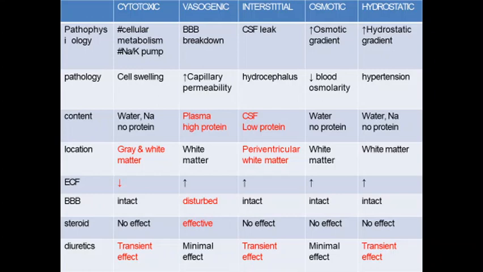Also you can see the level of extracellular fluid. Here only in cytotoxic brain edema occurs a decrease of extracellular fluid. Why? Because intracellular accumulation of the fluid occurs. And the blood-brain barrier is disturbed only in vasogenic edema. As for the effects of treatment, you can see steroid hormones are effective only in vasogenic cerebral edema, and diuretics are effective in cytotoxic, interstitial, and hydrostatic edema.